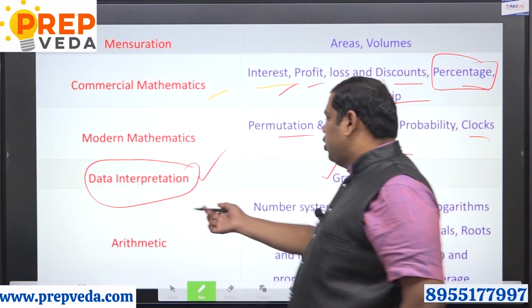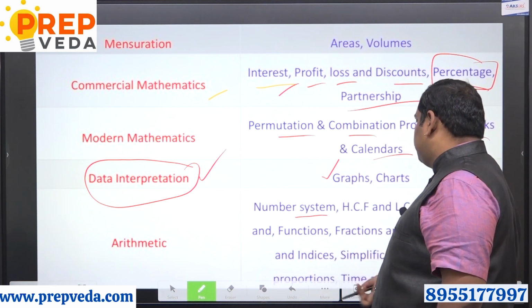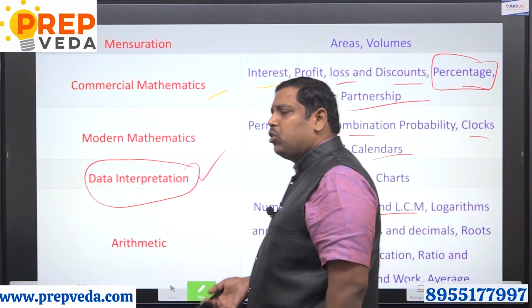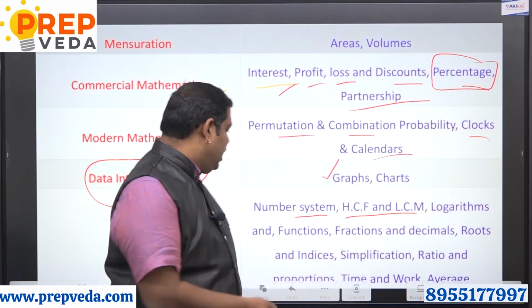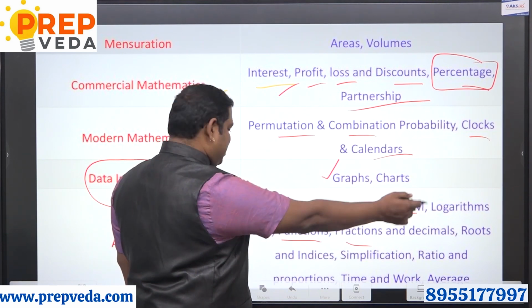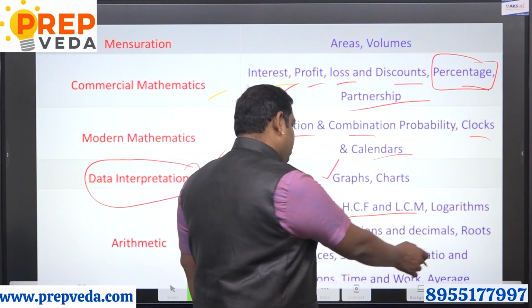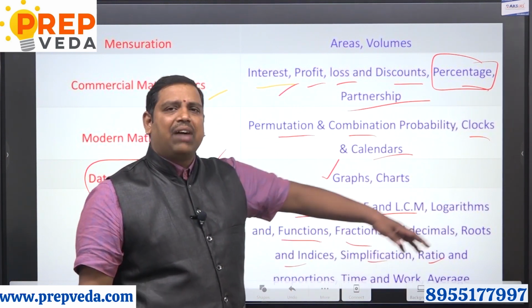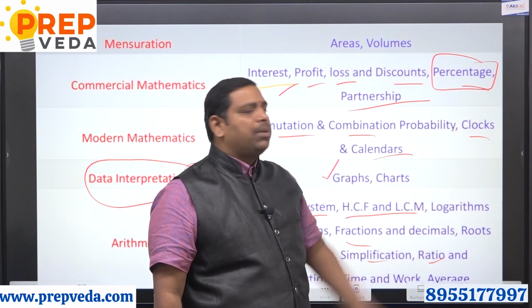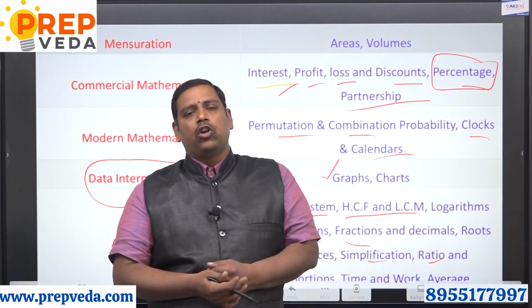Coming to arithmetic, we have topics like number system, LCM and HCF, these two together, logarithms and functions, fractions, decimals, roots and surds and indices, simplifications, ratios and proportions, time and work, averages, time and distance. All the topics we will discuss. We are not leaving even a single topic.